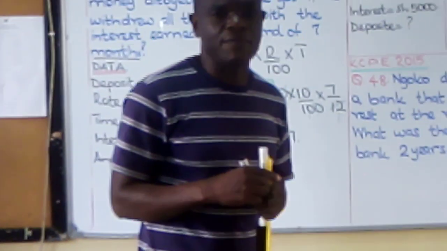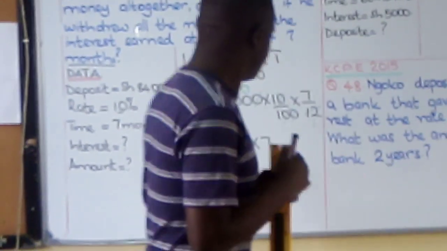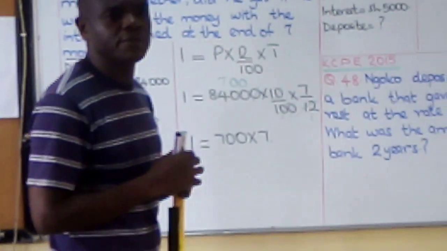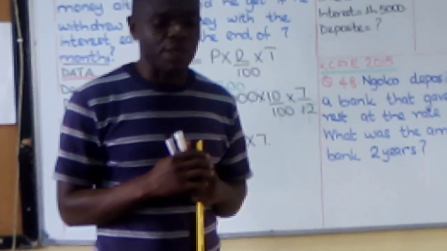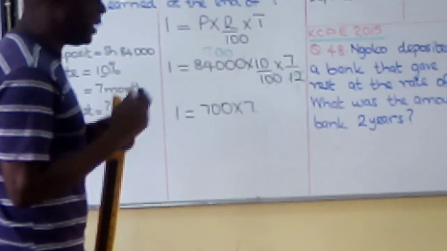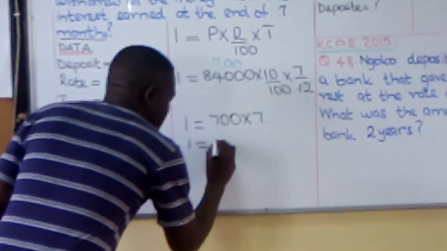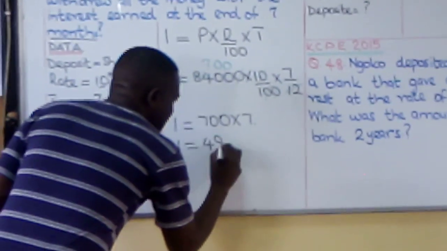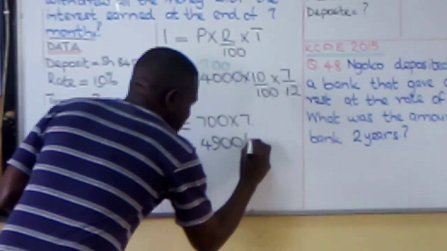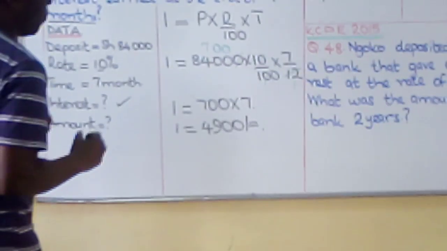What is 700 multiplied by 7? Trinity Rose, 700 multiplied by 7. Very good, Trinity. 700 multiplied by 7 is 4,900. So interest here is equal to 4,900 shillings. That is the interest. So we have answered. The first task is completed.